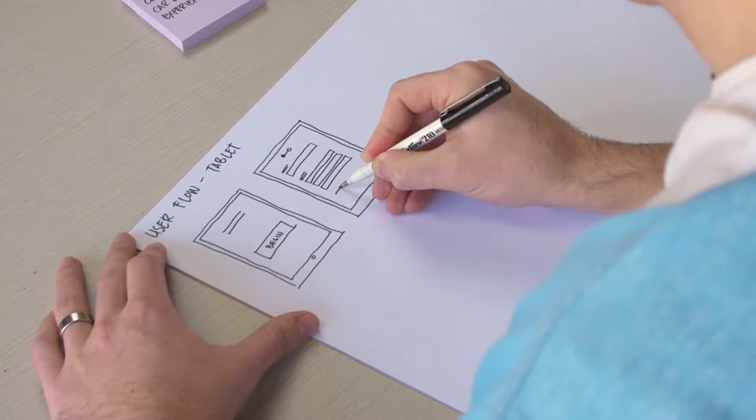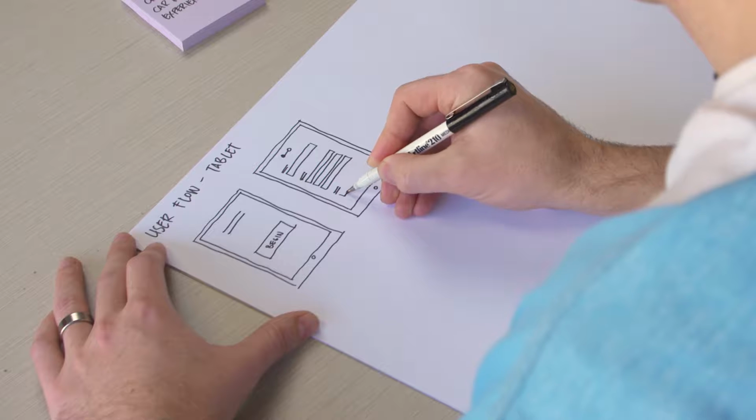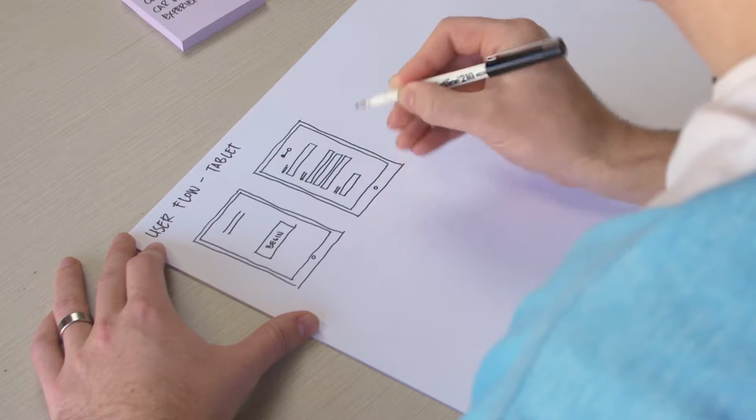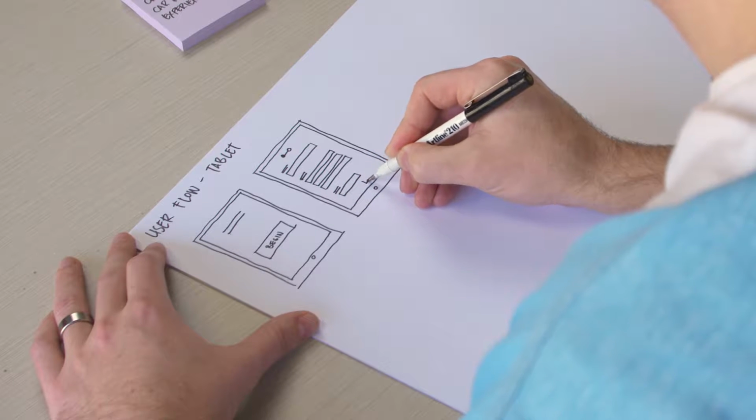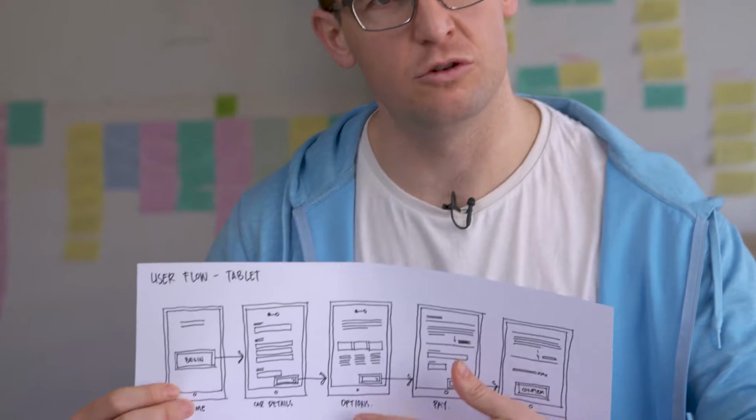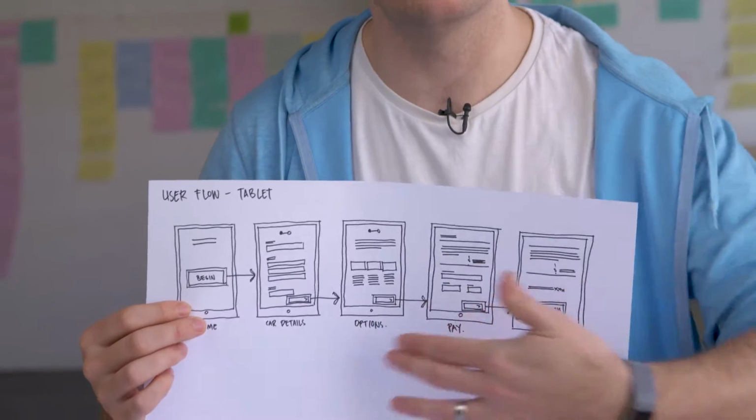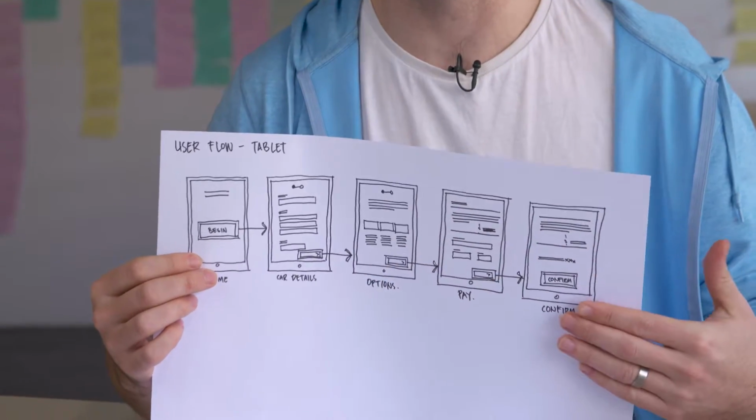It's important so that you understand what's involved in each step of the experience. You can figure out how many steps are required, whether it's easy to navigate. So for instance, in this example, we've got continue buttons always down in the bottom right corner. So there's a consistency to that experience.